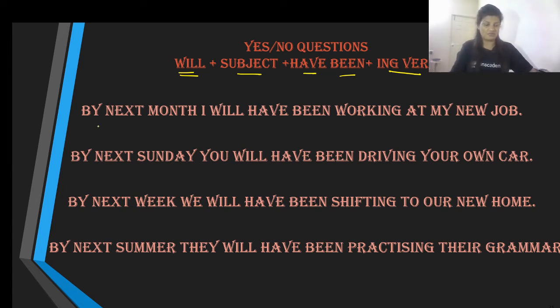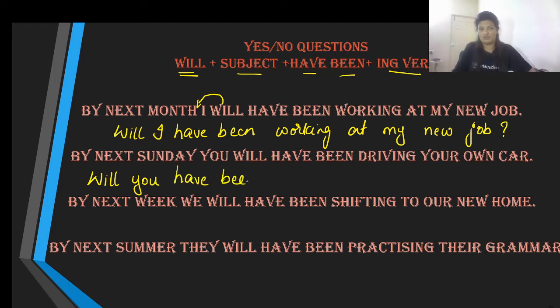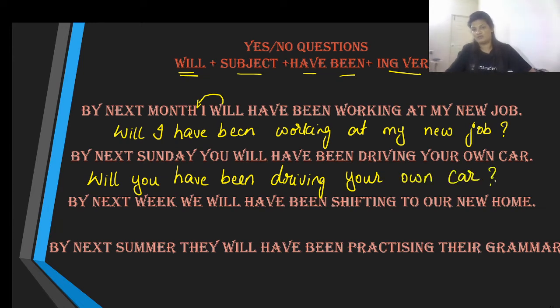Let us see how. Yes or no question. By next month, will I have been? Will I have been? Remember, you are going to bring this word in front. Will I have been working at my new job? Question mark. By next Sunday, will you have been driving your own car? End it with a question mark.